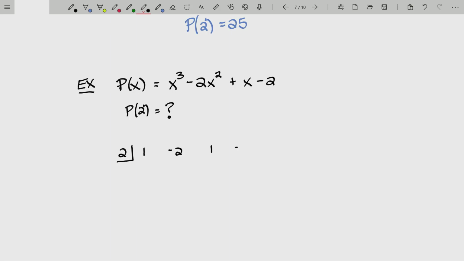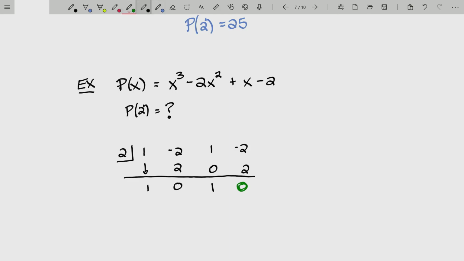1, negative 2, 1, negative 2. Bring down the 1. 2 times 1 is 2. Add those together, it's 0. 2 times 0 is 0. Add those together is 1. 2 times 1 is 2. Add those together, and you get this fantastic 0.